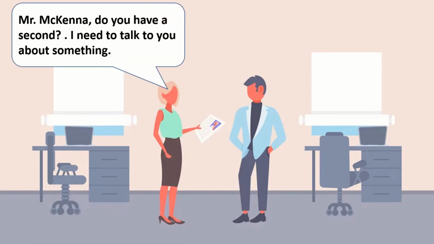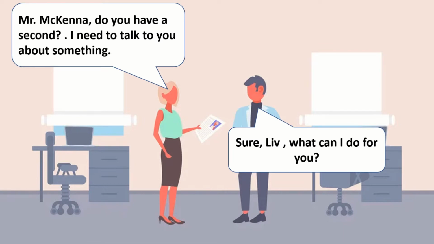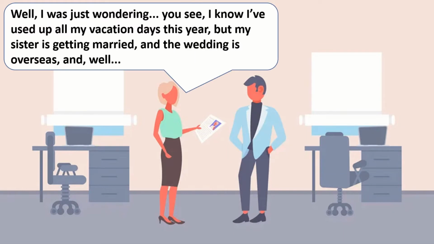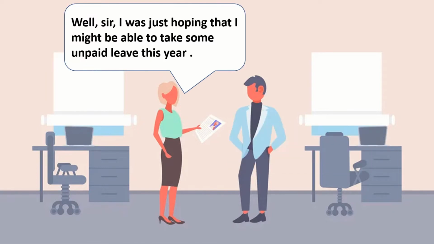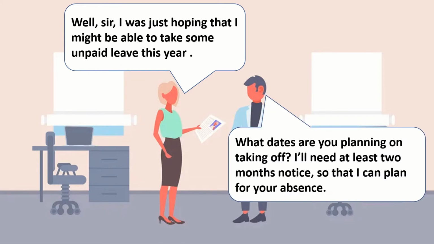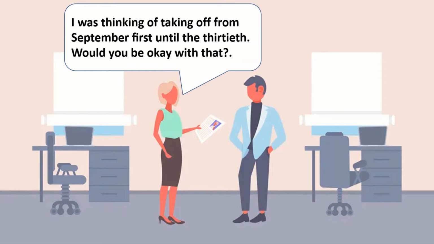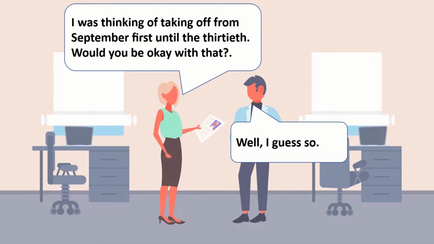Mr. McKenna, do you have a second? I need to talk to you about something. Sure. Liv, what can I do for you? Well, I was just wondering, you see, I know I've used up all my vacation days this year, but my sister's getting married and the wedding is overseas and, well... You want to take some time off, is that right? Well, sir, I was just hoping I might be able to take some unpaid leave this year. What dates are you planning on taking off? I'll need at least 2 months' notice so that I can plan for your absence. I was thinking of taking off from September 1st until the 30th. Would you be okay with that? Well, I guess so.